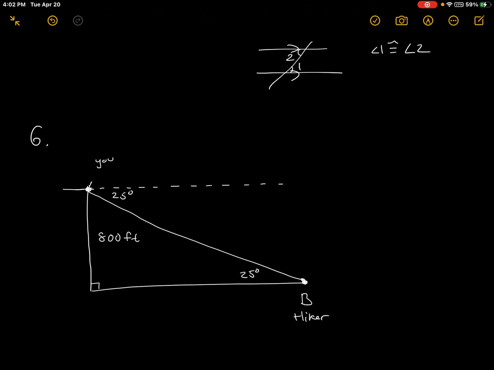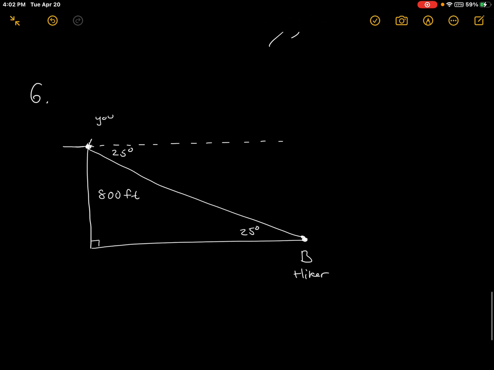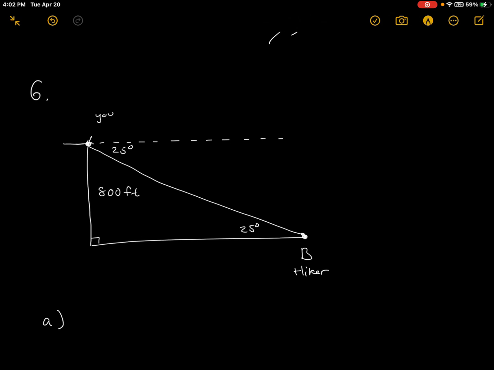You already know that this is 800 feet. That's the height of the basin. And hiker B is right here, right? You're just trying to figure out what X is, right? And so if you have a side that's adjacent, which is X, and a side that's opposite, you're going to use your tangent ratio, right? Relative to the 25 degrees, this is the opposite side. And then relative to the 25 degrees, right, this X right here is adjacent. Okay, so we're going to use tangent, not cosine.